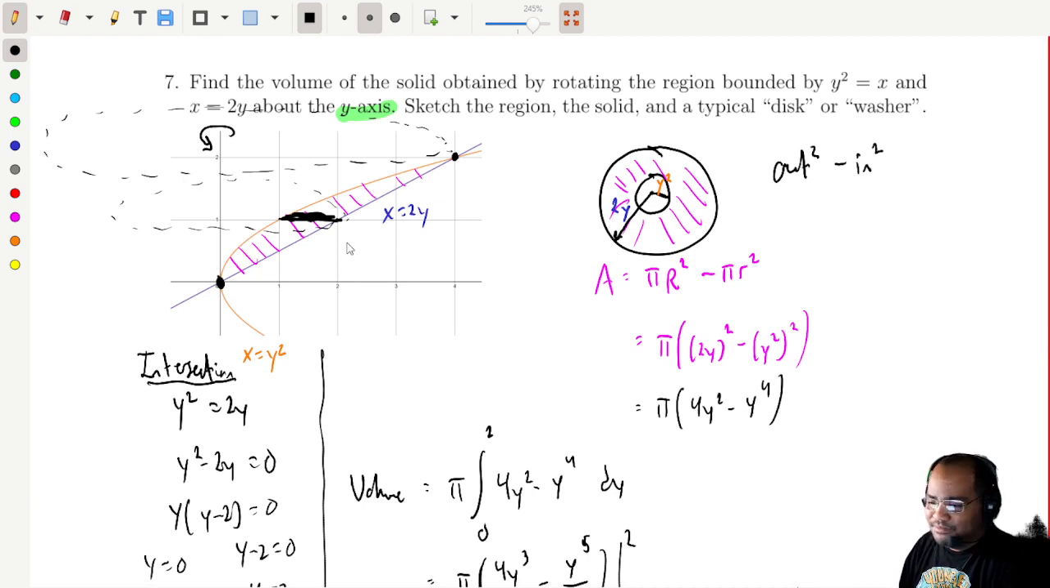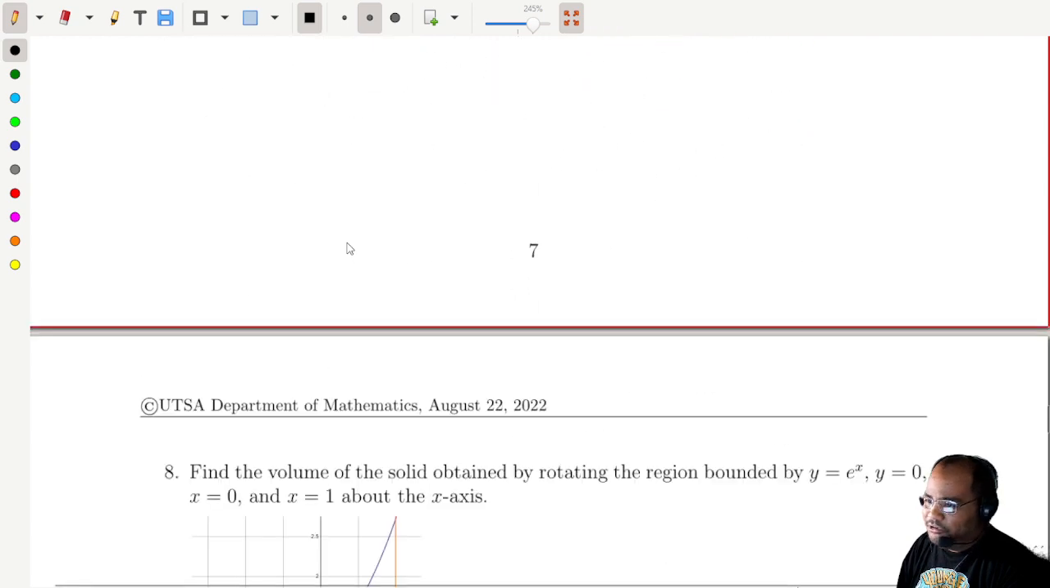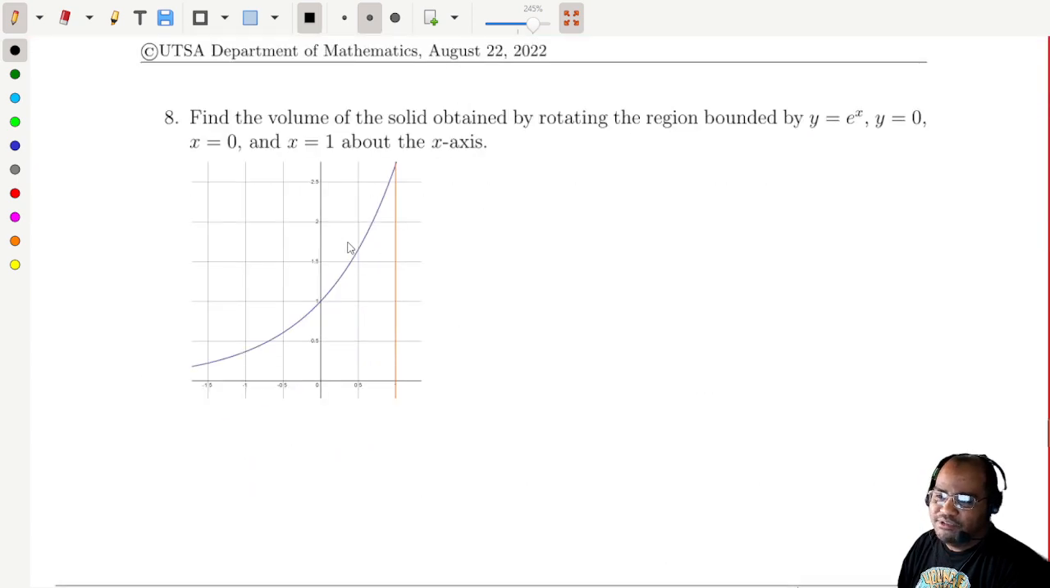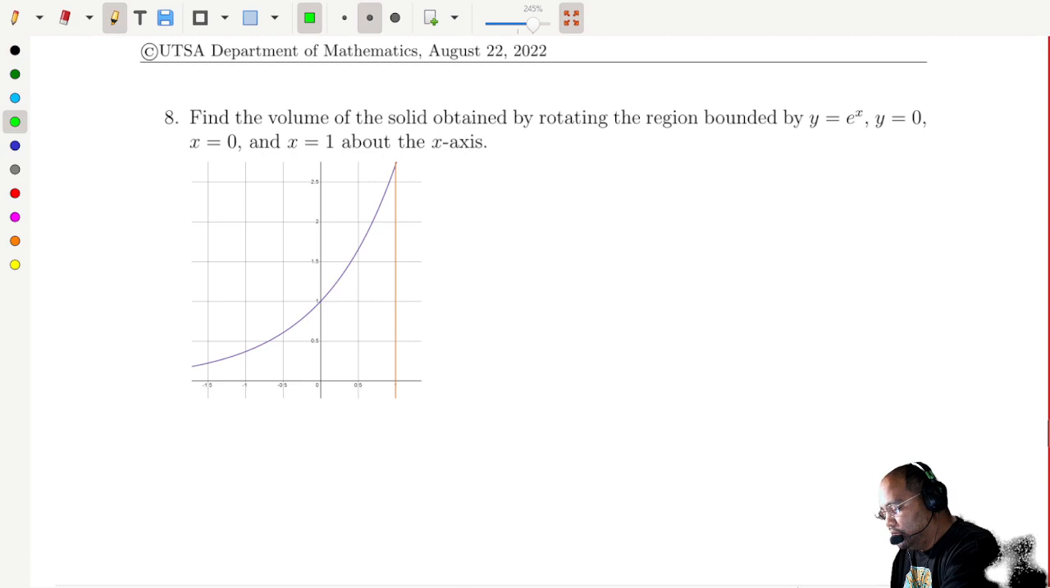Big minus small. Okay, we're making very good progress here. Take a look at this one here. Solid formed by rotating the region bounded by y equals e to the x, y equals 0, x equals 0, and x equals 1 about the x-axis. So we're going around the x-axis here.